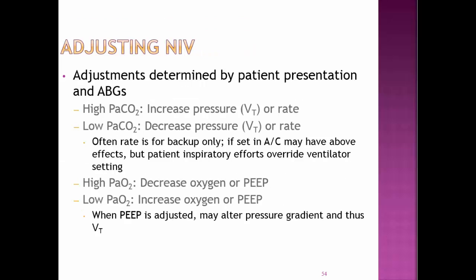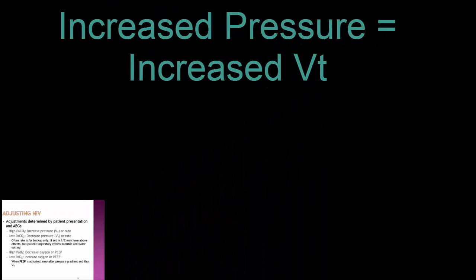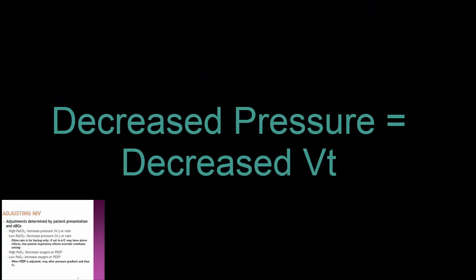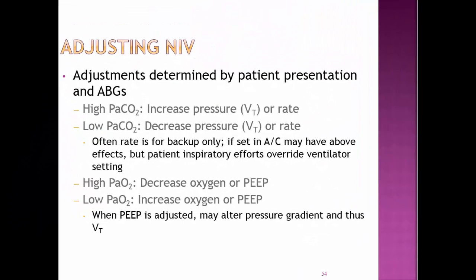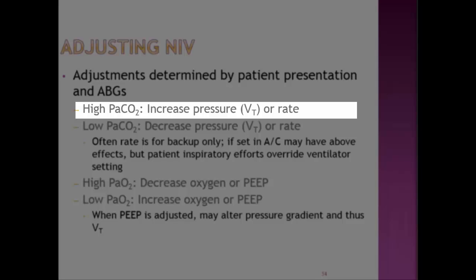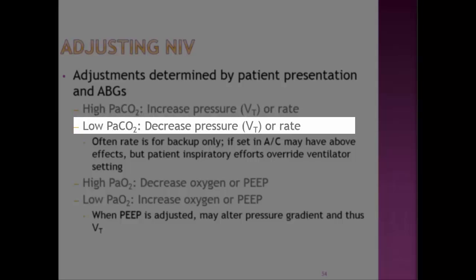Adjusting the ventilator for NIV is determined by the patient's presentation and ABGs. If you have a high CO2 level, the pressure and tidal volume here are related. If you increase the pressure, you increase the tidal volume. If you decrease the pressure, you decrease the tidal volume. So depending on what your PaCO2 is, that's what you're going to do to your pressure. If you have a high CO2 level, you increase the pressure, or you can increase the rate. If you have a low PaCO2, you decrease the pressure or decrease the rate.